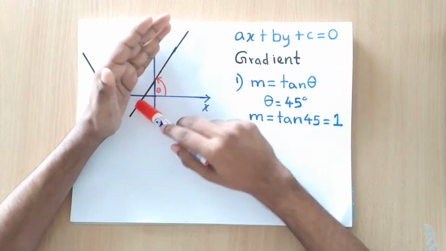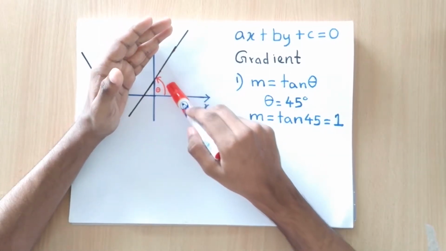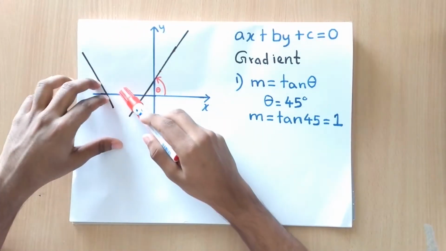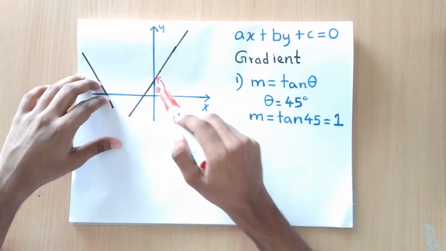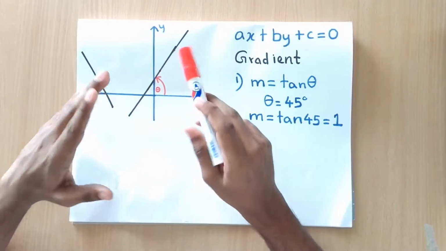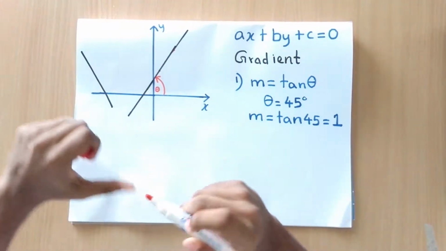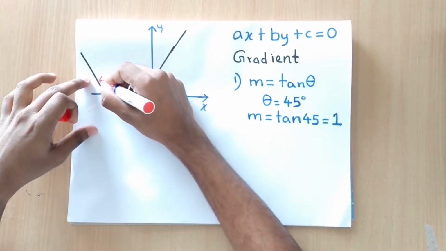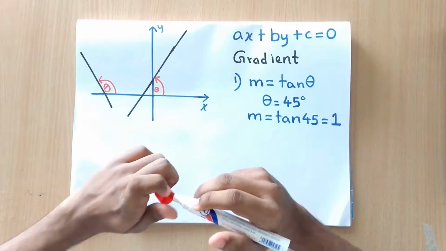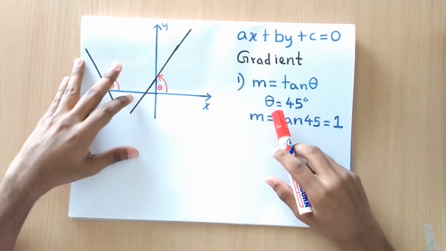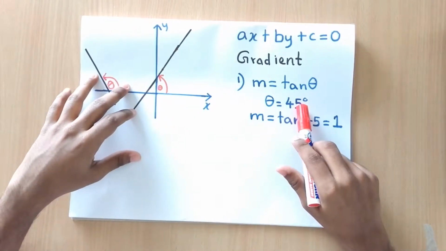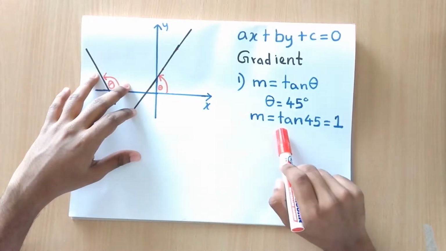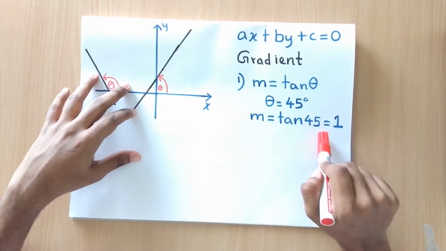So here for this straight line, this is theta. Theta is not measured from here, but here. If the slope is like this, then theta is this angle and not this angle. For example, if θ = 45 degrees, then m = tan 45 = 1.